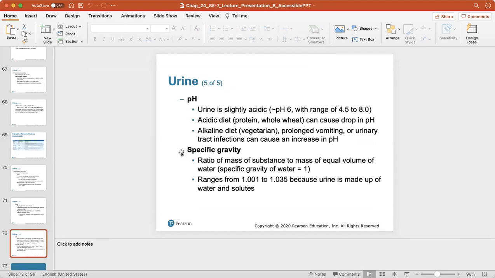Then the pH of the urine is slightly acidic. It could be caused from a more acidic diet, or an alkaline diet could change it. Specific gravity of urine is compared to the volume of water.